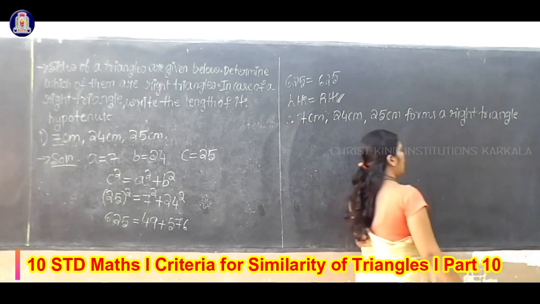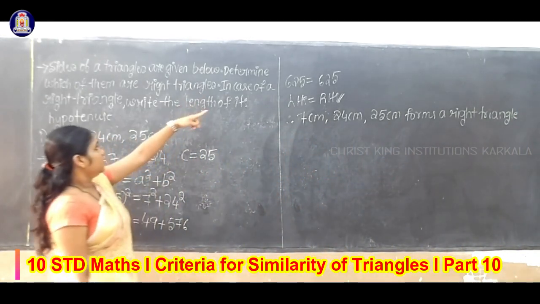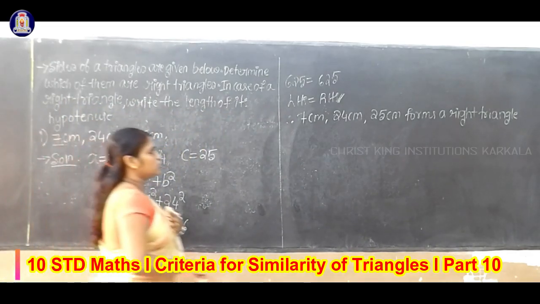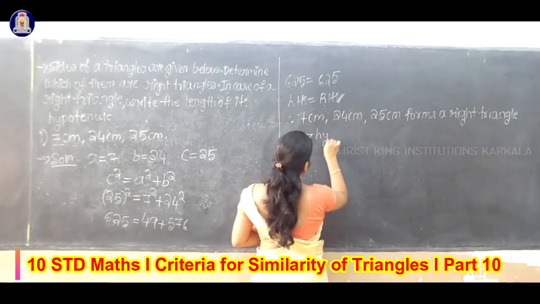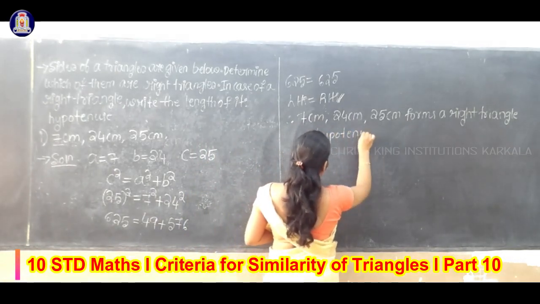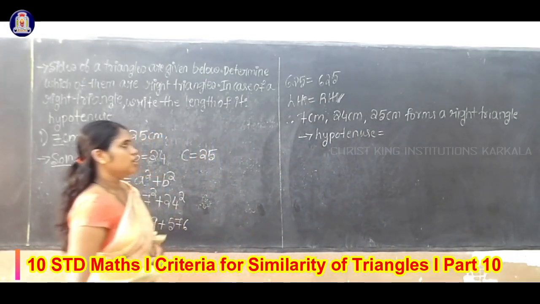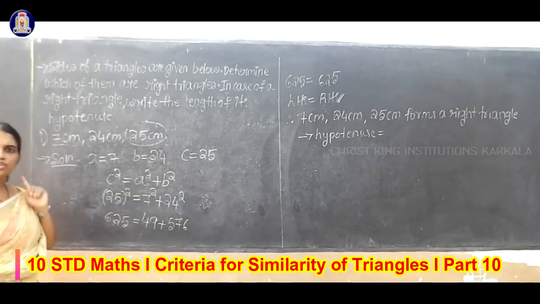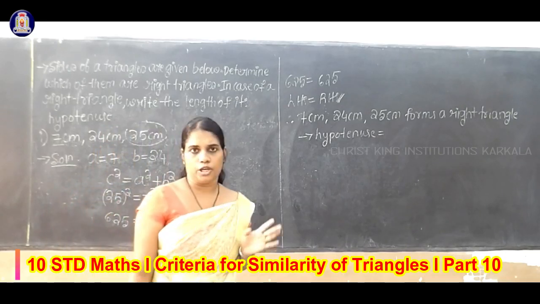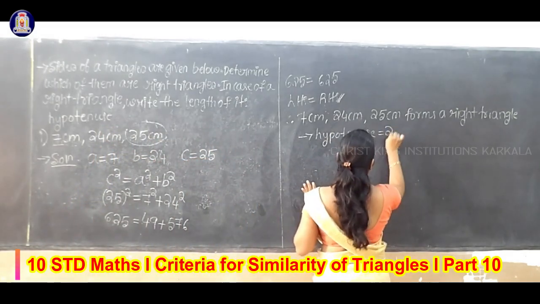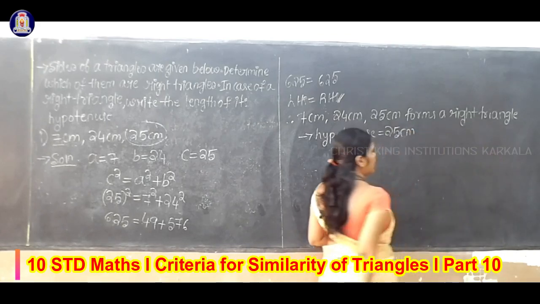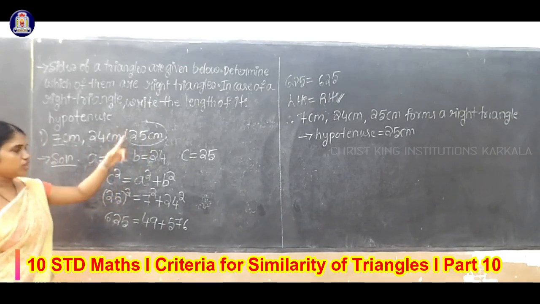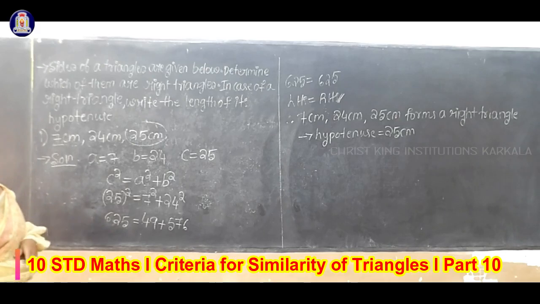Now another question is given. In case of a right triangle, write the length of its hypotenuse. So what is the length of the hypotenuse? Hypotenuse length. The highest one, which is the highest one here? 25. So 25 centimeter is the length of the hypotenuse. Understood? The highest one is the length of the hypotenuse. So the length of the hypotenuse is equal to 25 centimeter. You have to select the highest number. 25 is the highest number. So this is about the first question.